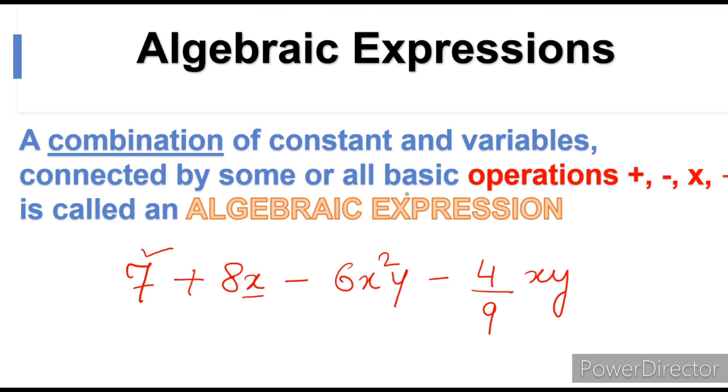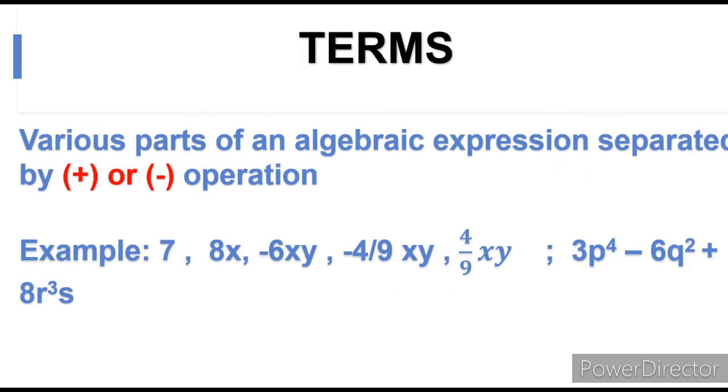Now let us see terms: various parts of an algebraic expression separated by plus or minus, or plus and minus. For example, 7, 8x, minus 6xy, 4 upon 9 xy, 3p4, minus 6 q square, plus 8rs x. So these all are what? Terms basically. Okay, we call them terms. 8r cube s.